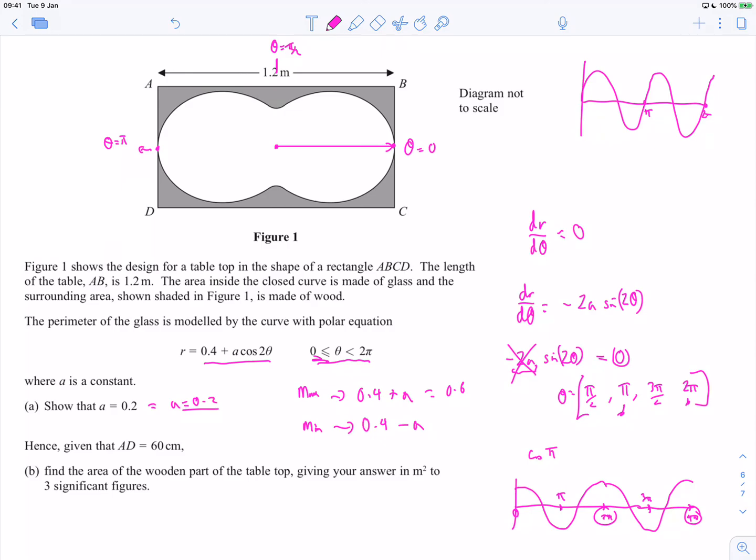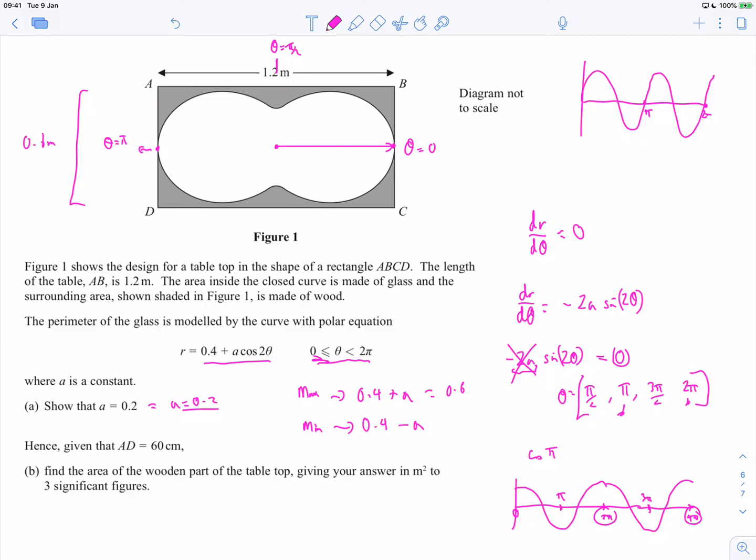There are so many assumptions to this question. I don't think it's particularly well laid out. It could have said that the glass is tangent to the bit of wood, or the wood just covers it at the edges to the far right. Whatever. Okay. Hence, given that AD is 60 centimeters, so from here to here is 0.6 meters.